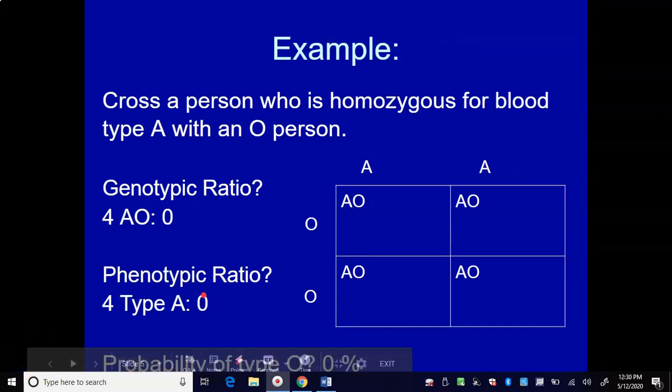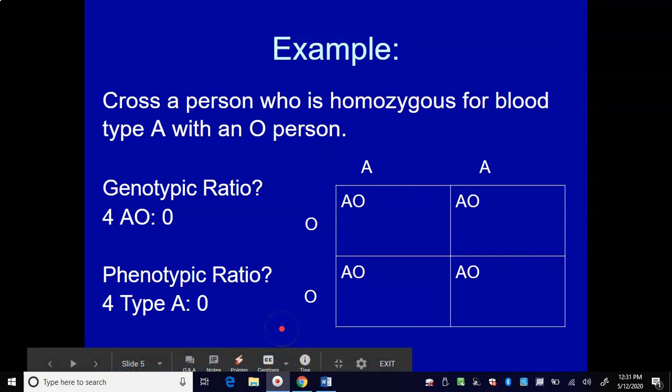So here's an example of a Punnett square. It's a monohybrid still, so that's a 4-box Punnett square because we're just dealing with one trait, blood type. It says cross a person who is homozygous for blood type A. Remember, blood type A can either be the homozygous form or the heterozygous form. They want the homozygous form, so that would be capital A, capital A. Then they want to cross it with a person that's O, so here's O, just OO. Okay, you put them together.